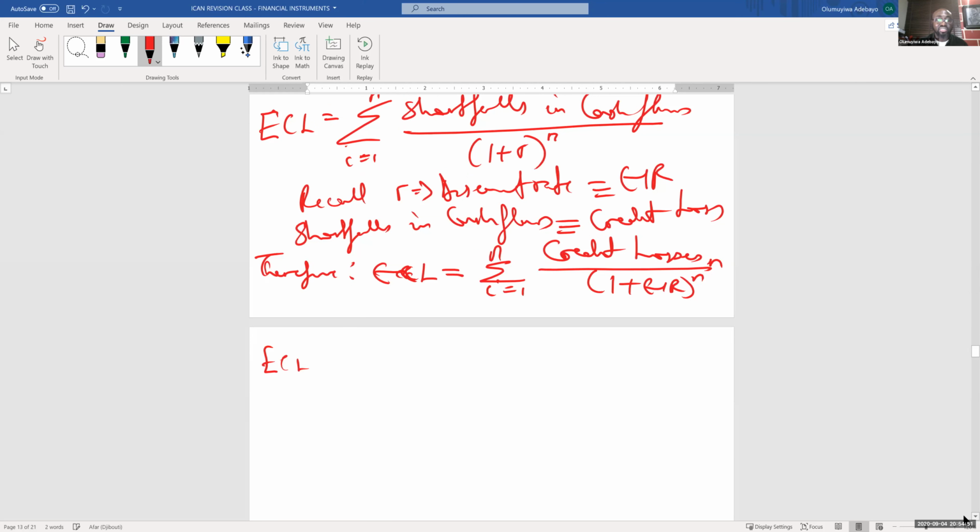And in that case, what I'm simply saying is that my formula for ECL at granular level is the sum of the probability of default multiplied by my exposure at default multiplied by my loss given default, discounted by my EIR over the period. And that will give me my expected credit loss, in simple terms. And that is that.